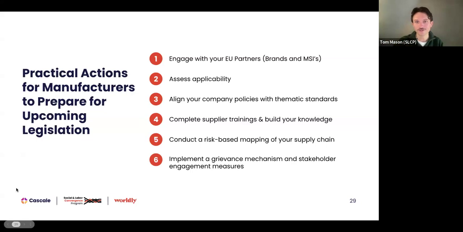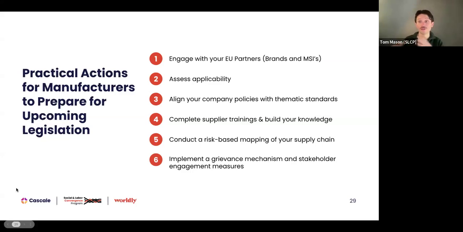So the first one, which you're already doing today, engage with your EU partners. So engage with your brands, but also MSIs that you're involved with as well, to better understand what these pieces of legislation actually are. And that leads into the second point, which is assess the applicability. So determine and think about and try to understand better how the EU CSDDD and other pieces of legislation directly apply to you and your customers.